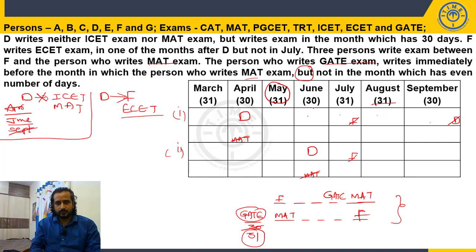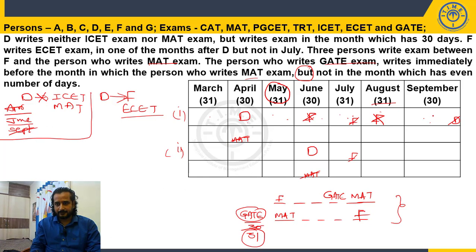Now let's check June. F, 1, 2, 3, MAT. It goes out of the arrangement. So F cannot be here. Clear? So F is not possible in the month of June, nor July. August. Let's check August. After F, 3 gaps then MAT, not possible. Before F, 1, 2, 3, MAT, no. D does not write the MAT exam. So F is not possible here.